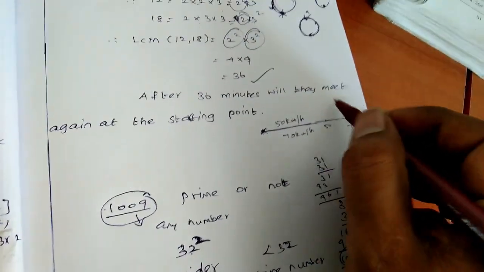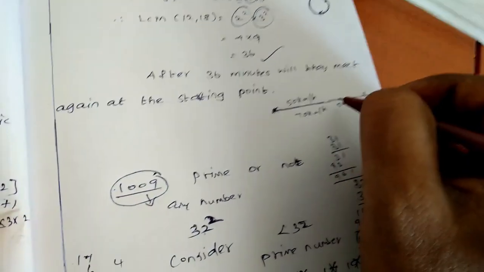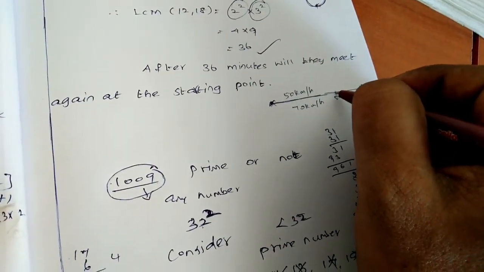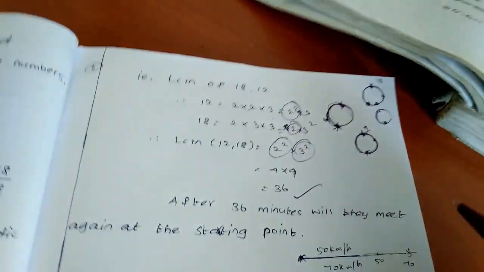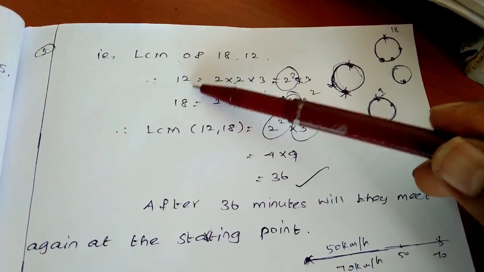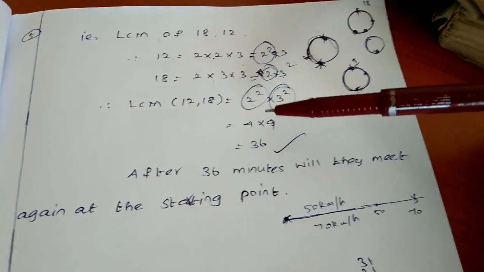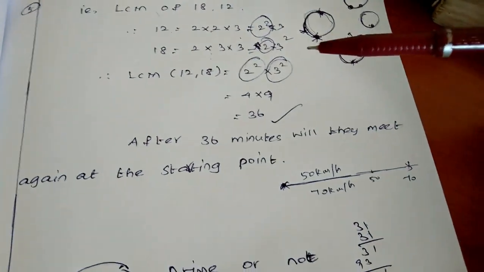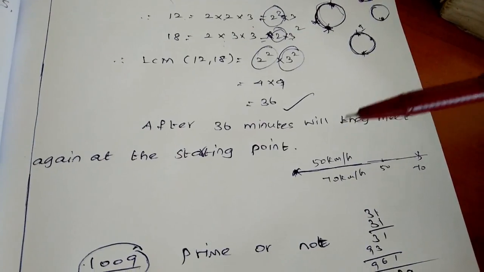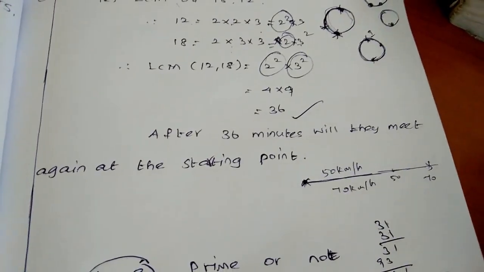But in a circle, the faster one goes closer to the second person. So in the circle form, to find when they meet, we just find the LCM of these two numbers. The prime factorization of 12 is 2 squared times 3, and of 18 is 2 times 3 squared. The LCM is 2 squared into 3 squared, that is 4 into 9, 36. After 36 minutes they will meet again at the starting point. Like that you can find.